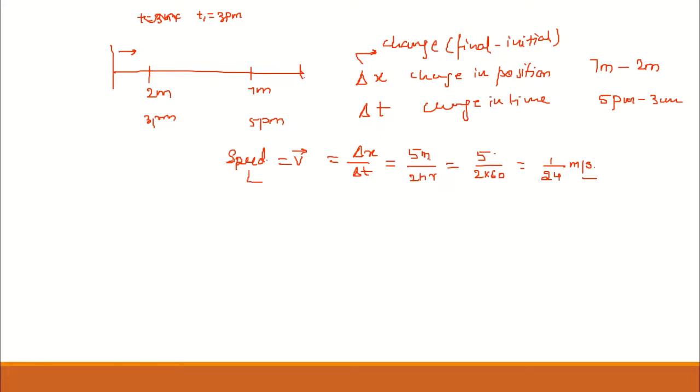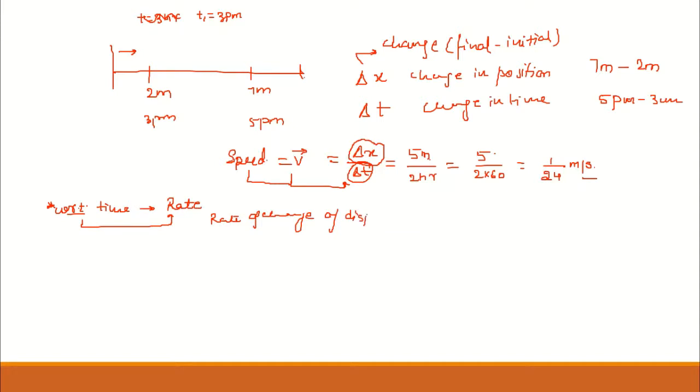It means we can say that speed or velocity is nothing but change in position with respect to time. Whenever we find any relation with respect to time, it is said to be rate. The rate is always measured with respect to time. It means the rate of change of displacement is said to be velocity.